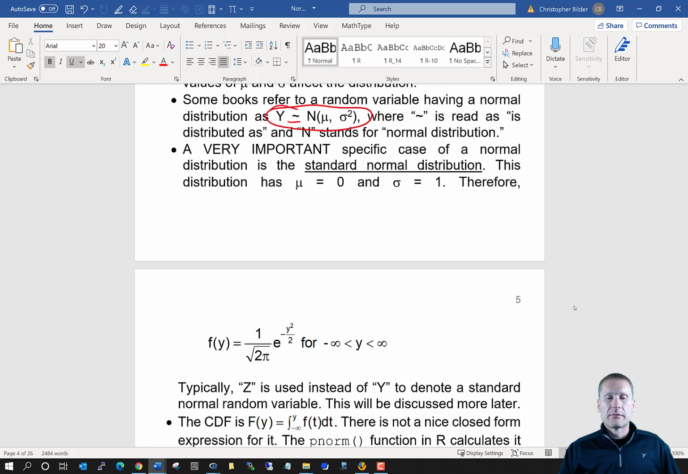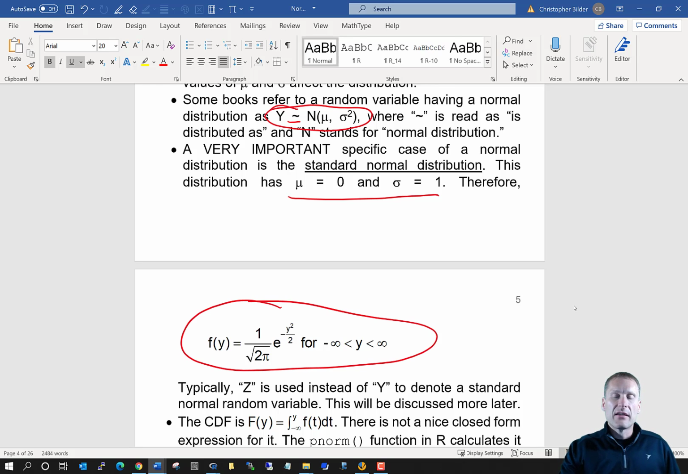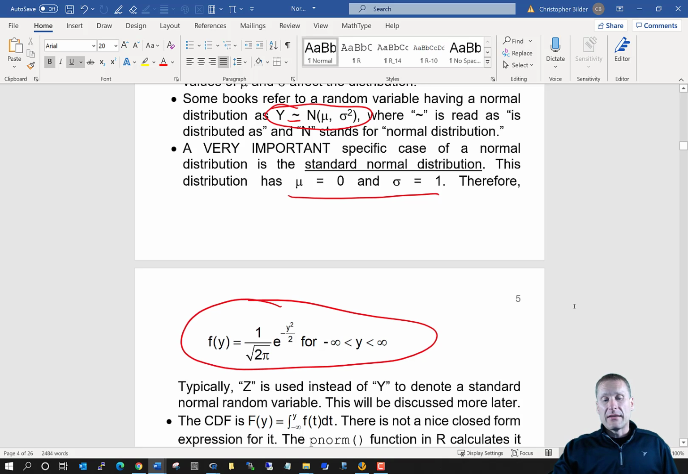Now, a very important special case of a normal distribution is what's called a standard normal distribution. That corresponds to mu equals 0, sigma equals 1. And you can see how things simplify corresponding to that. Very often, rather than using x or y to denote the random variable in this case, people will use a z. It's just customary to do that, even though I didn't do it here. We will come back to the standard normal distribution later on.